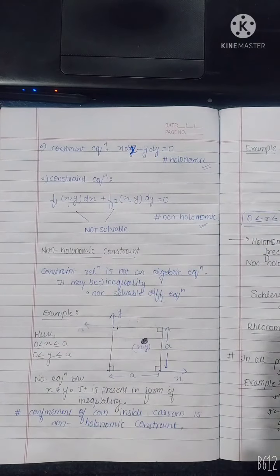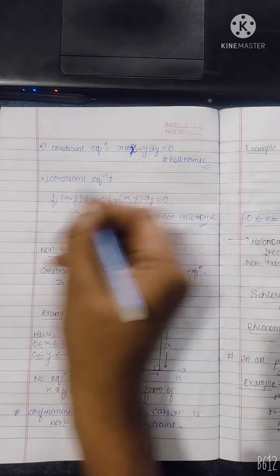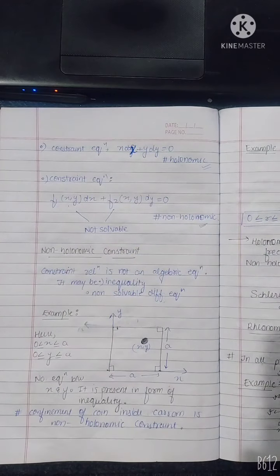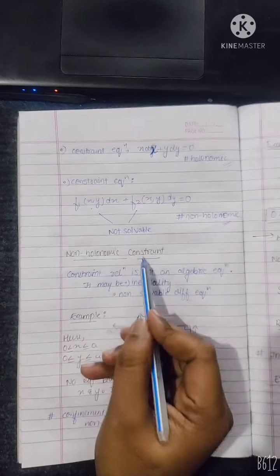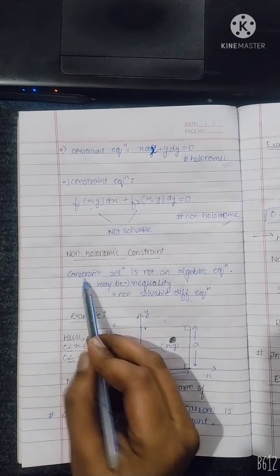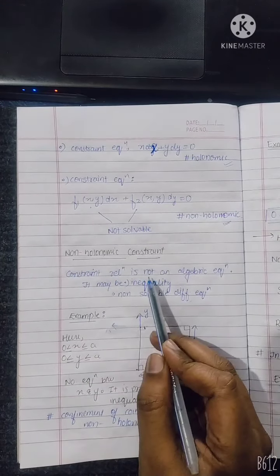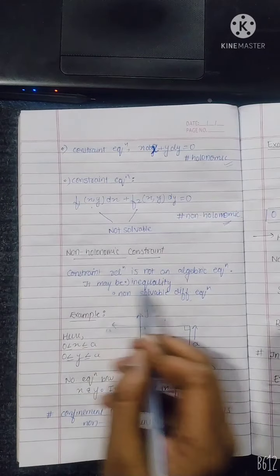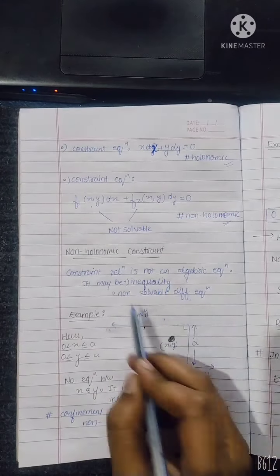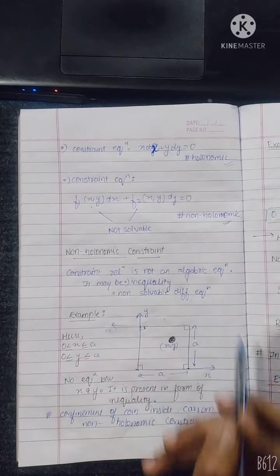Then this relation is non-holonomic, or this constraint relation is non-holonomic. Okay, now we will discuss non-holonomic equations more clearly. Now what is a non-holonomic constraint? The constraint relation is not an algebraic equation. It may be an inequality or a non-solvable differential equation.